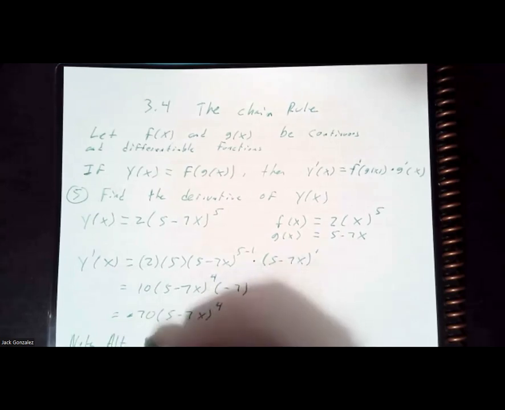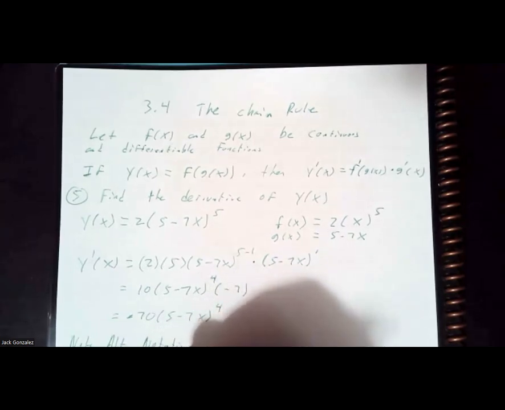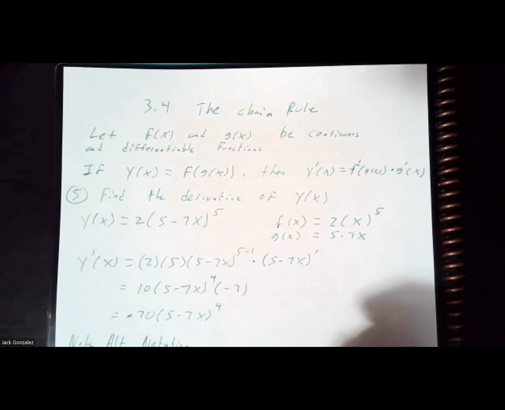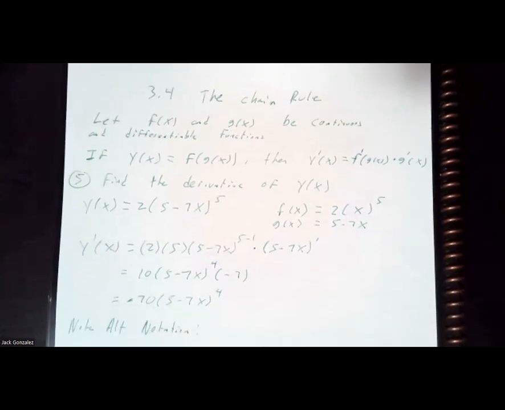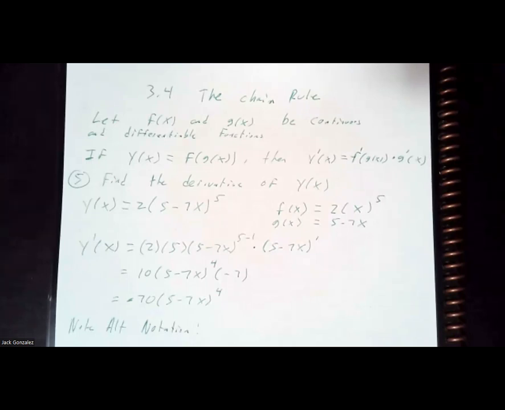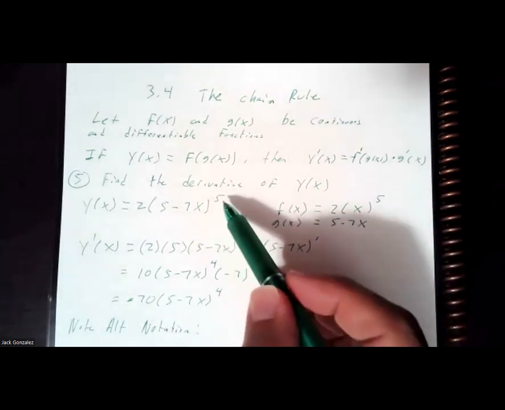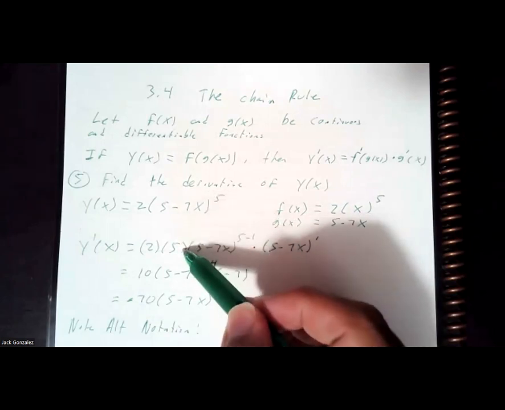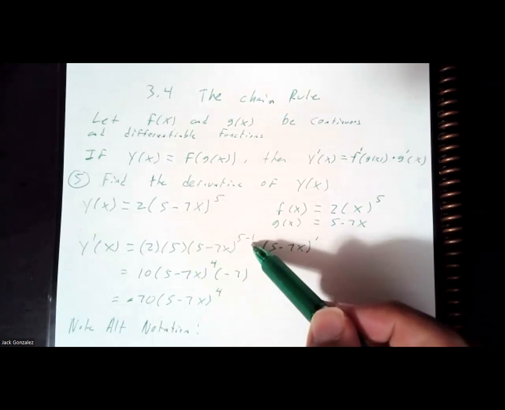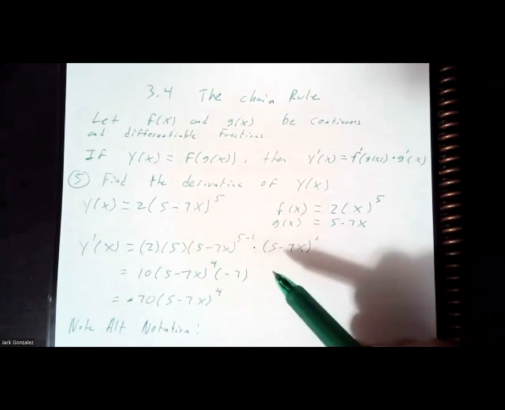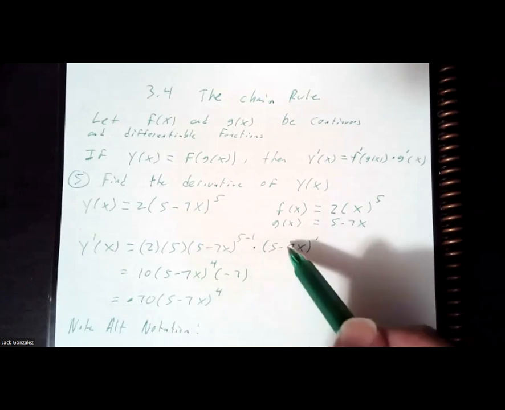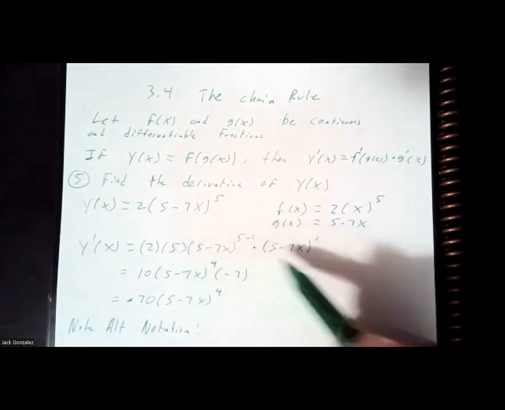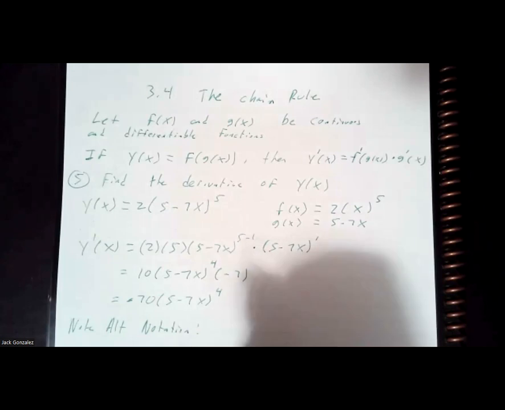Any questions on number 5? The y prime of x equals 2 times 5 times the (5 minus 7x) to the power of 5 minus 1. Where did we get the first 5 from after 2? You're doing the power rule on the outer function. Bring the 5 down, subtract by 1. Okay, got it. And then times the derivative of the inside. So this whole thing is y prime. Okay, thank you.